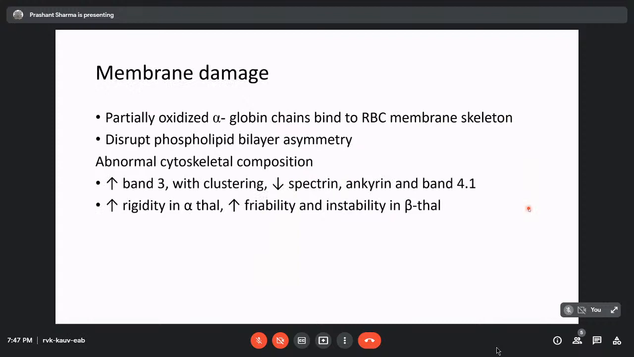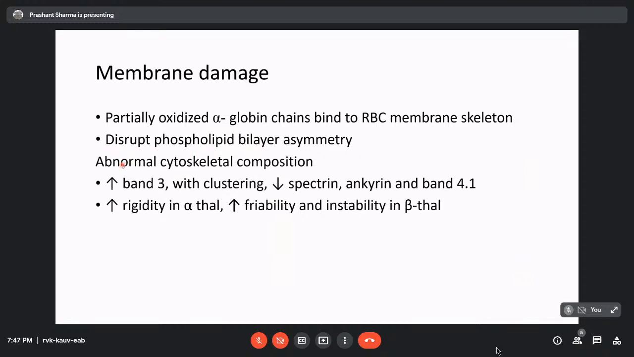So what happens to the red cell membrane? When we have a partially oxidized alpha globin chain which is binding to the membrane skeleton, the first thing it will do is disrupt phospholipid bilayer asymmetry. And those of you who are familiar with the pathogenesis of apoptosis would realize that really this is an invitation for the cell to undergo intramedullary cell death. So we're talking about the red cell precursors if their phospholipids are getting exposed.